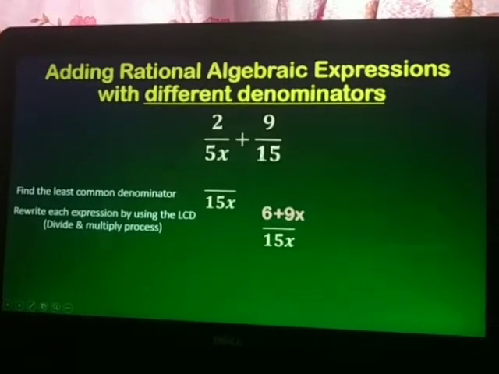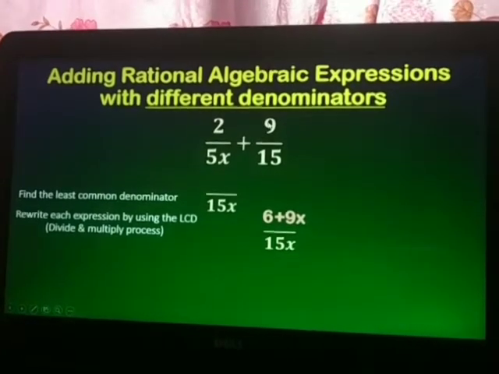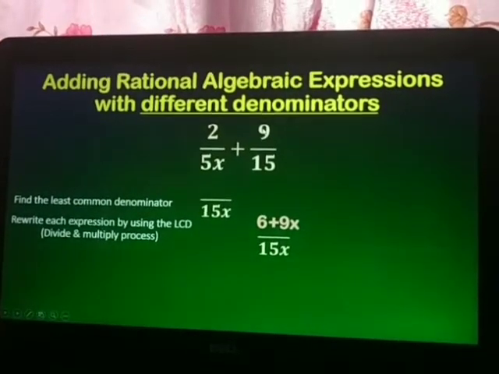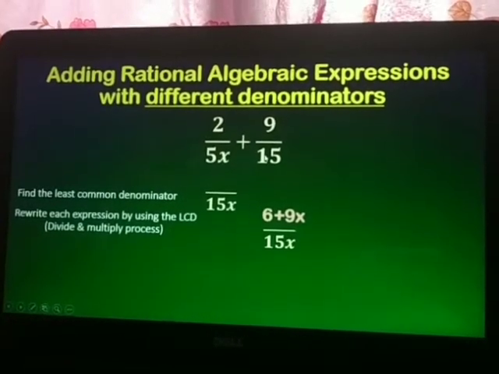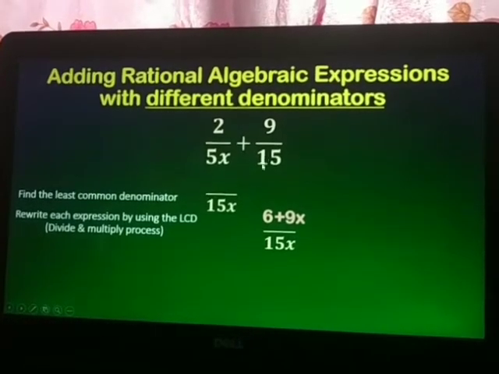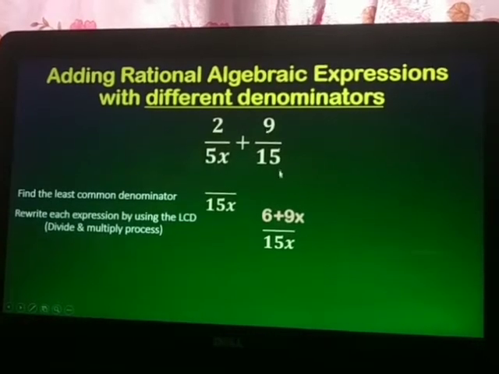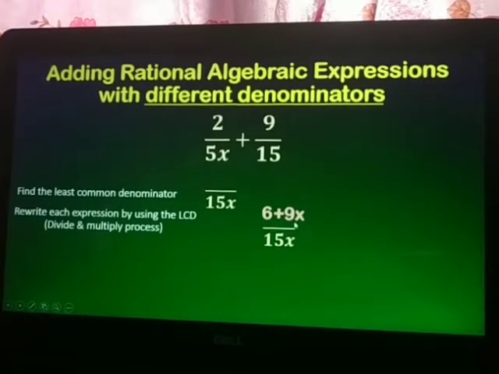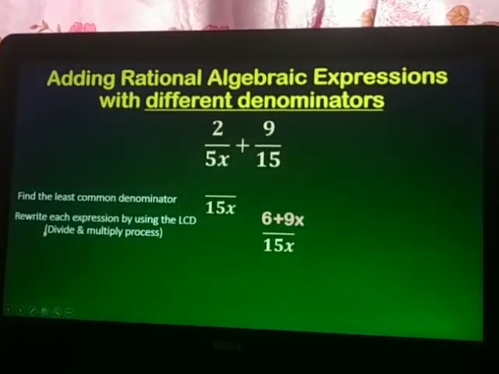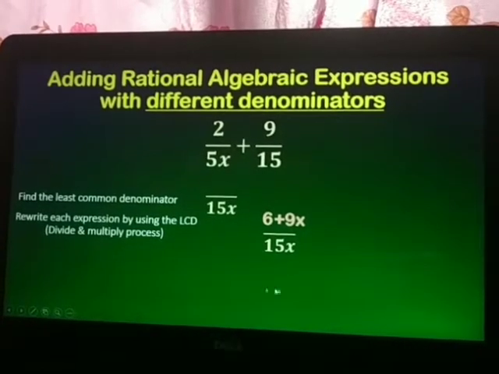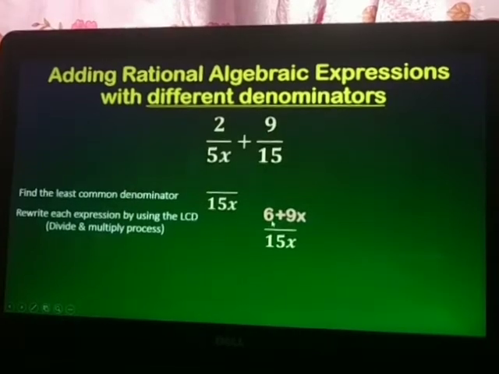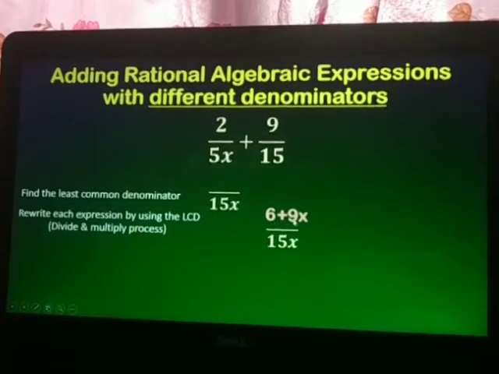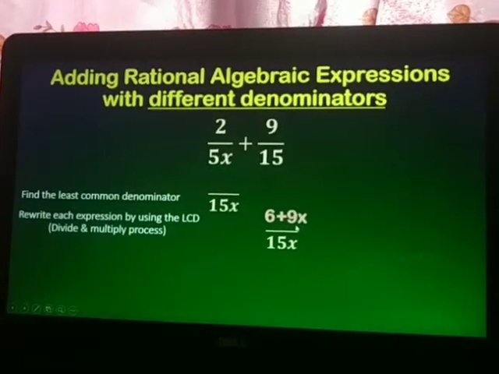And the answer x must be multiplied to the numerator 9. That's 9x. Again, 15x divided by 15. Answer is x. X times 9 is equal to 9x. So we have there the divide and multiply process. We cannot combine 6 and 9x because 6 is just a constant or number, while 9x has an x variable.